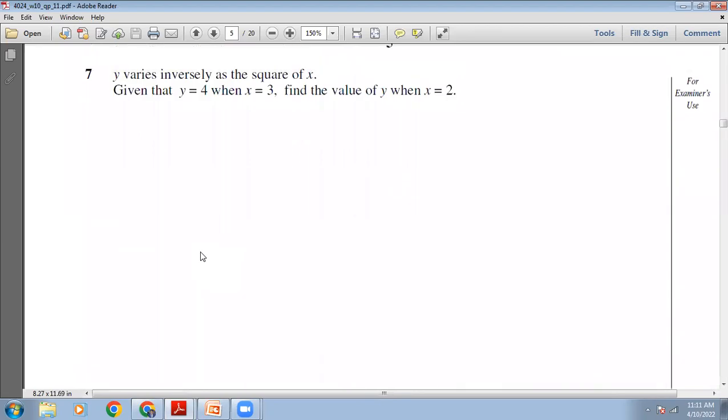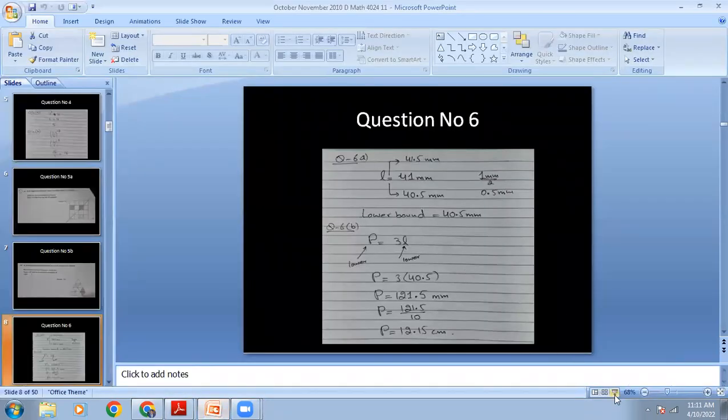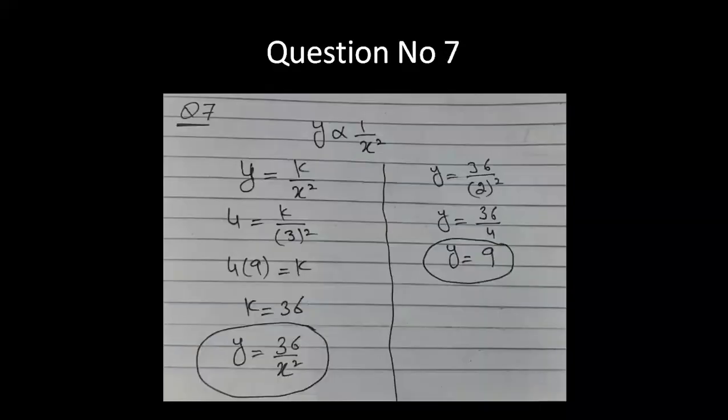It's a 2 marks question. He says y varies inversely as the square of x. Given that y equals 4 when x equals 3, find the value of y when x equals 2. He says y varies inversely as the square of x.